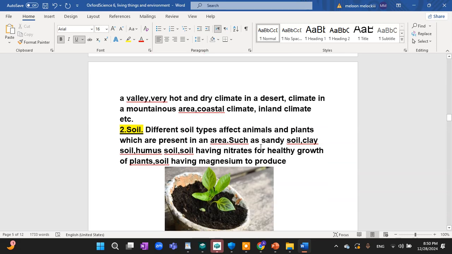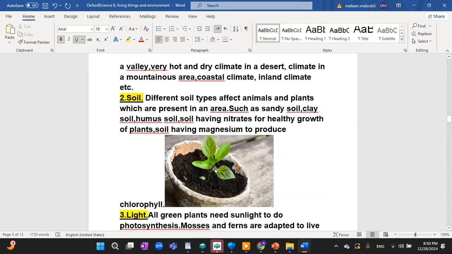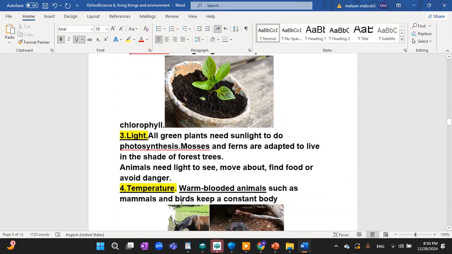Different soil types affect animals and plants which are present in an area, such as sandy soil, clay soil, humus soil, soil having nitrates for healthy growth of plants, soil having magnesium to produce chlorophyll. Number 3, light. All green plants need sunlight to do photosynthesis. Mosses and ferns are adapted to live in the shade of forest trees. Animals also need light to see, move about, find food, or avoid danger.